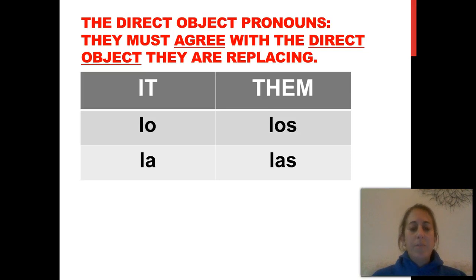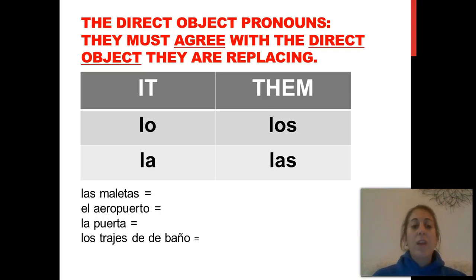All right, so some examples. If we've got las maletas, out of those four, which one are we going to choose? If you said las, you are correct. What about el aeropuerto? The answer is lo. Very good. Singular and masculine. What about la puerta? It is going to be la. And then los trajes de baño, sorry about the double day there, is going to be los. So far, so good? Awesome.